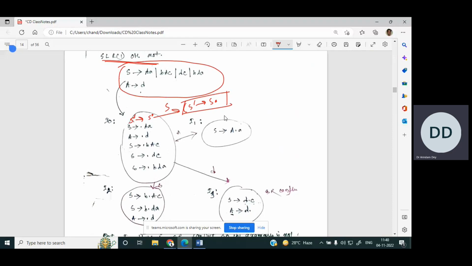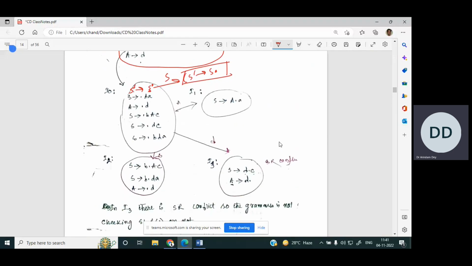For augmented grammar, it will never generate conflicts, because it will have one single production, it will move to the end state in the very first step. Now, once I move over different segments, I find an SR conflict over here, so the grammar is not LR0. That means we will be checking whether the grammar is SLR1 or not.